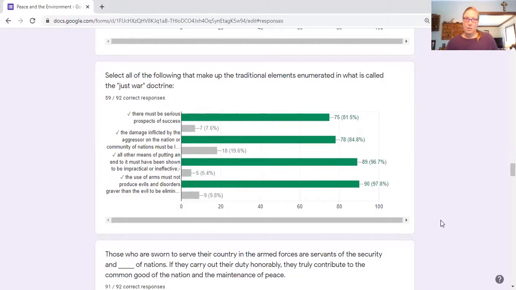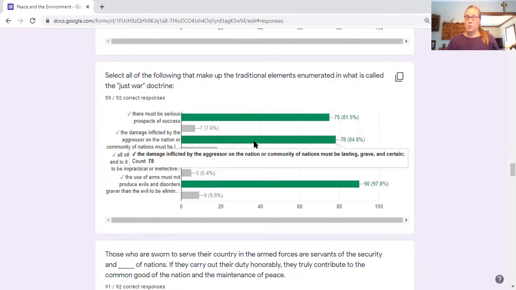So next I talked about this idea of just war. And so you should have selected four of these that were part of the just war doctrine. The first one: if you declare war, there must be a serious prospect of success. So you can't go into a war knowing you're probably going to lose it. That would not be considered a just war.